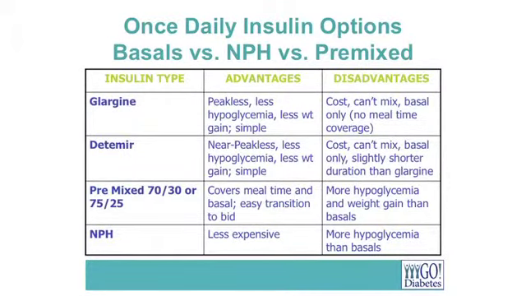Here's some advantages and disadvantages. For Glargine, advantages, there's no peak, there's less low blood sugar and less weight gain, and it is simple. It's so much simpler than having somebody mix insulins and do all those kinds of things.